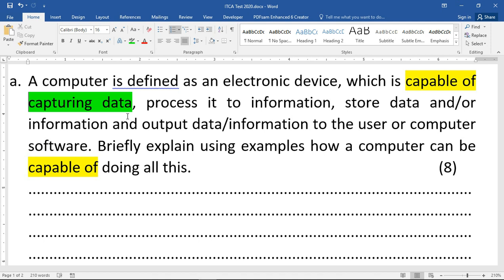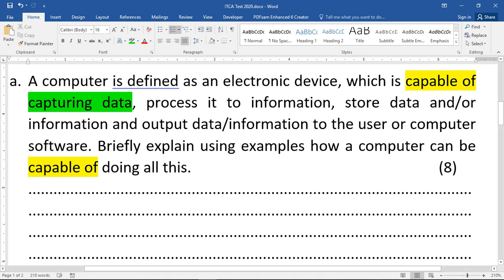You see, that's a question that can be answered that way, right? But now we have this question. How is the computer capable of capturing data? Now you think about the type of data. If we are capturing text, how is the computer going to capture the text? Through the keyboard. So you say a computer is capable of capturing data through the use of a keyboard. For instance, someone is typing his or her assignment. You see, you are now capturing textual data.